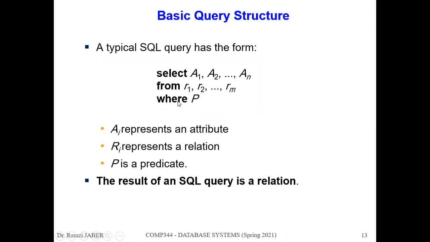Okay, so the result of any SQL query is always a table, only one relation. Whatever the number of input tables, the output will always be one big table. This is very important. So the general form is select one, two, or n attributes from m tables where we have a condition. So let's start.